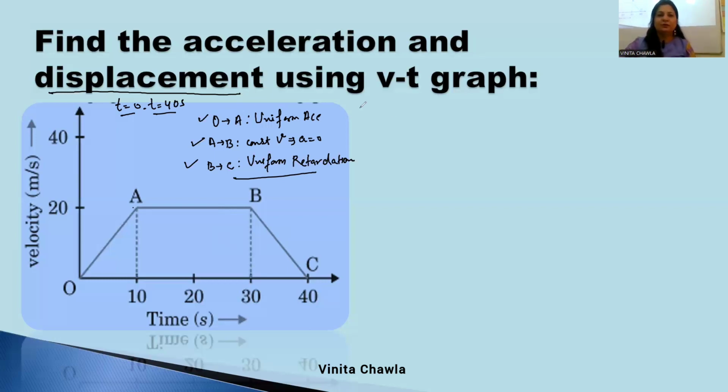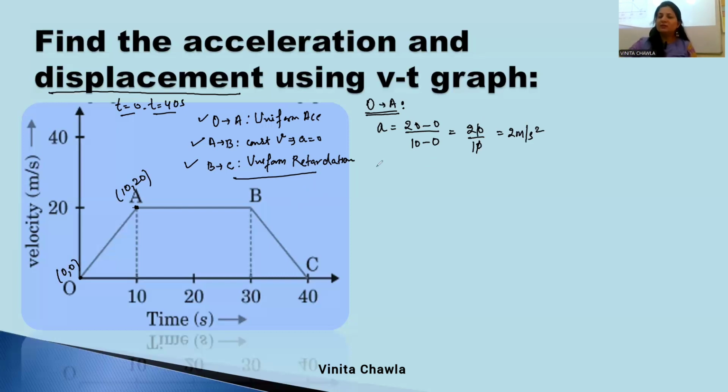So let's write for origin to A. When the object starts its journey from O and reaches point A, what is the acceleration? We can choose 2 points. Let's take this point as (0, 0), and this is (10, 20). How do we find acceleration? We take the slope, and slope is y2 minus y1 divided by x2 minus x1. So it is 20 by 10, 2 meter per second square. So this is the acceleration from O to A.